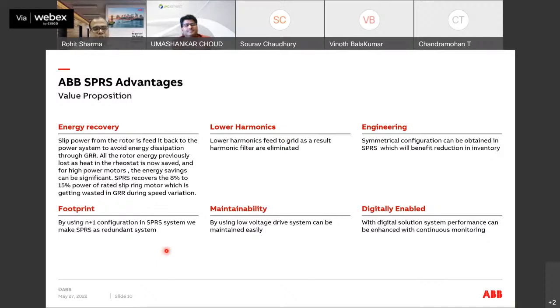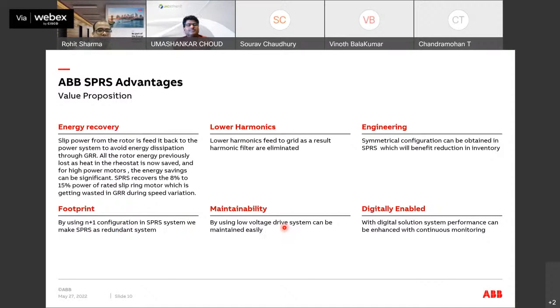The SPRS system is always designed in an N plus configuration. It means whenever any kind of failure takes place on the inverter side, the system can be run without any hassle or problem in a certain speed range. That's the kind of footprint we take care of while designing the SPRS.